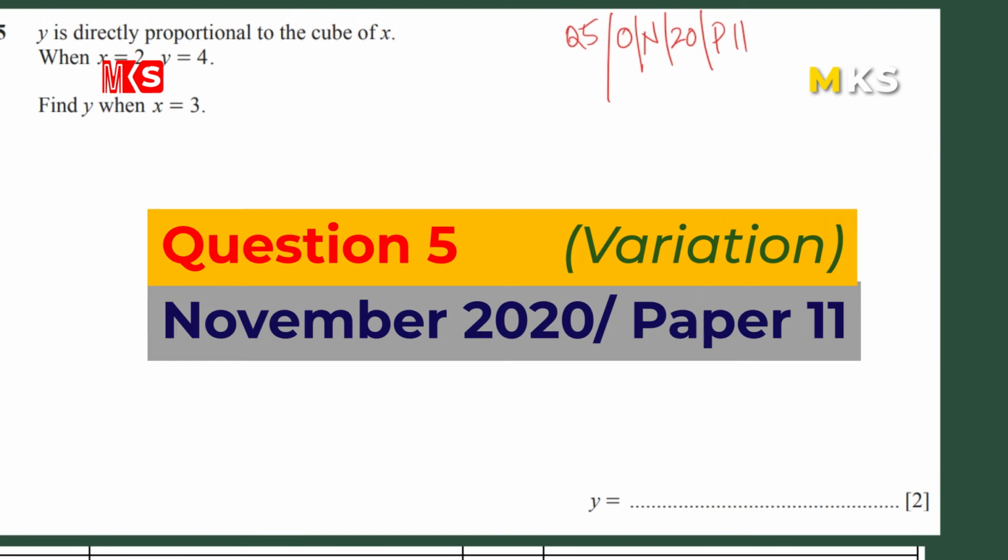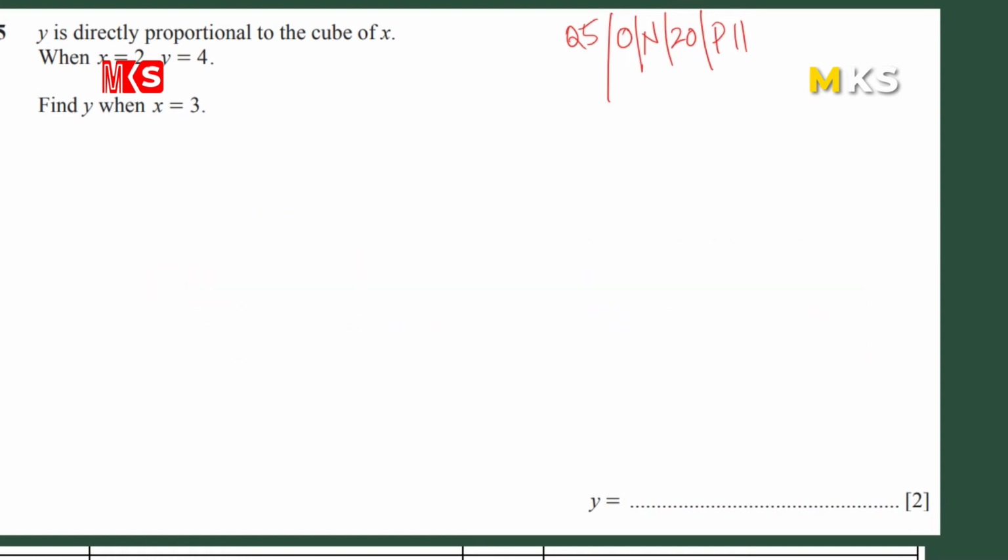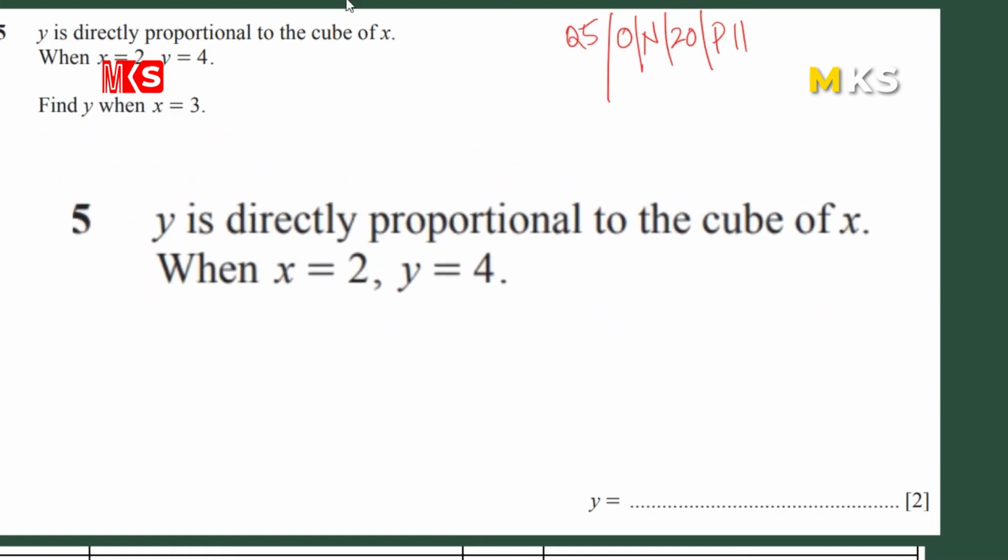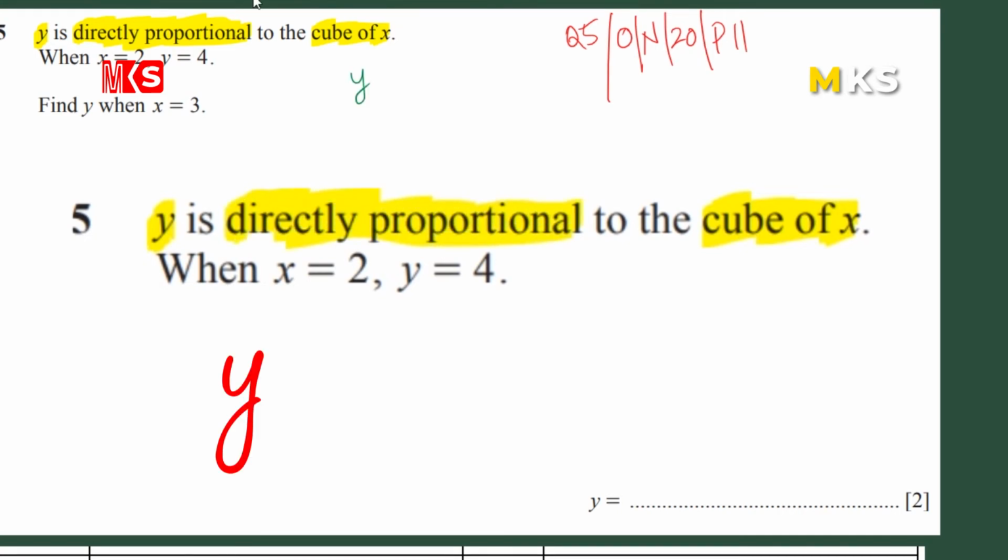The October November 2020 question number 5, paper 1-1, and the topic is variation. The question is: y is directly proportional to the cube of x. From this statement we need to identify three things: the two variables representing the two quantities whose relationship is defined in this statement, and the nature of the relationship, whether it is direct variation or inverse variation. One variable is y, the other variable is the cube of x, meaning x cube, and the relationship is direct variation, so simply we will put the sign of proportionality in between them.